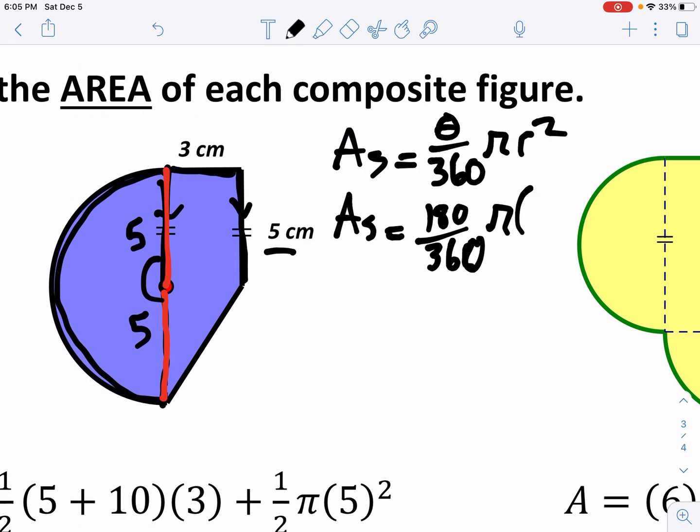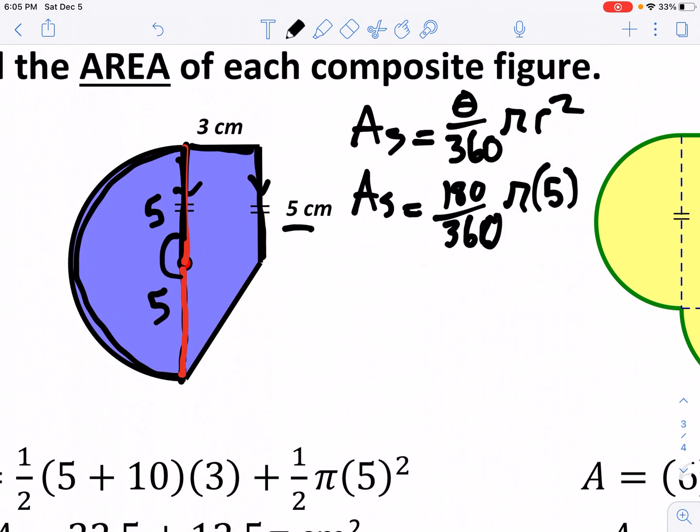Well, what's our r? 5, okay? So our radius over here is 5, okay? So then we're just multiplying this out. 180 divided by 360, we get 0.5 or a half. And then 5 squared is 5 times 5, that's 25. So we have 25 times 0.5, and we get 12.5 pi. Okay, so the area of my semicircle is 12.5 pi. Now I'm going to leave it like that for now because we have to add in the area of our trapezoid, okay, because we want the total area.